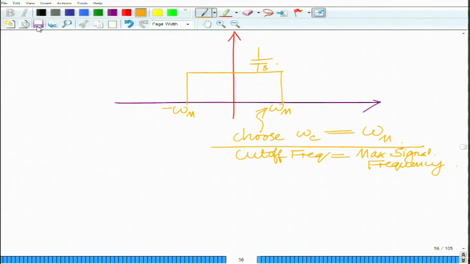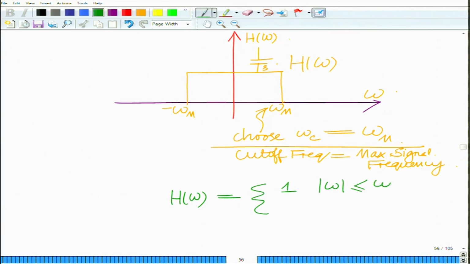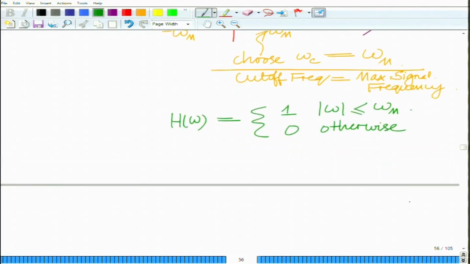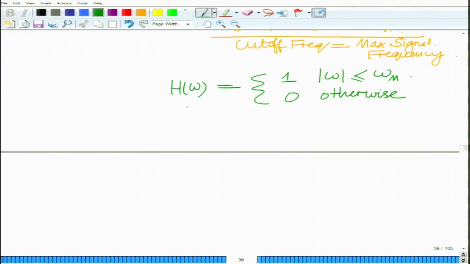Now, this is your low pass filter. Let us call this spectrum H of omega. H of omega equals 1 for magnitude of omega less than or equal to omega c, or basically omega m, and zero otherwise. Now, what can we say about the corresponding impulse response h of t?